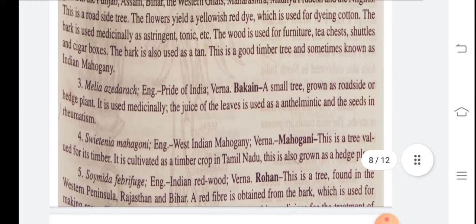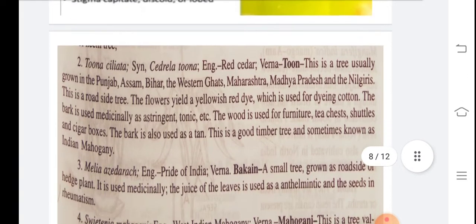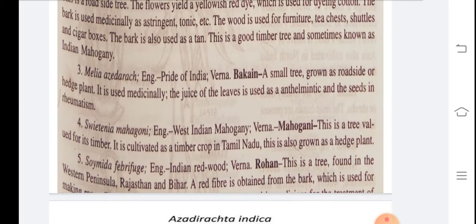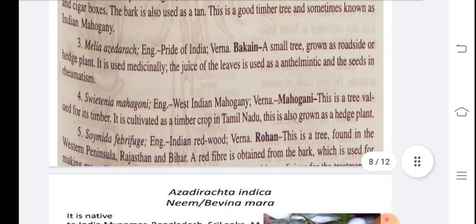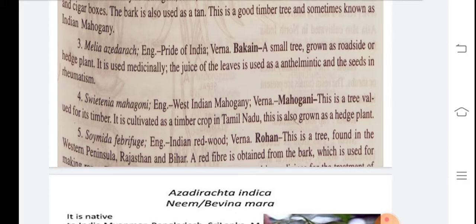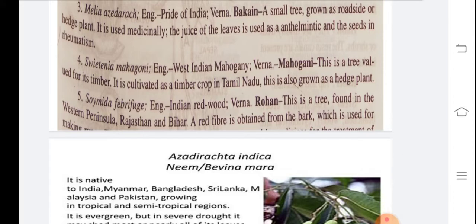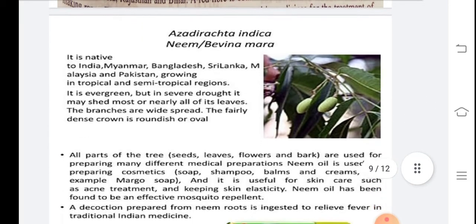Fourth example is the Swietenia. So first one is Azadirachta indica, then second Toona, third one Melia azedarach, then Swietenia mahogany, fourth one. It is called West Indian mahogany. It is a tree species used for timber and may be cultivated for timber in parts of Tamil Nadu state, along the home or along the field side or wastelands. And one good example, Soymida febrifuga. It is called Indian redwood, and it is found in the western part of Rajasthan and Bihar. So these are some good examples for this family.